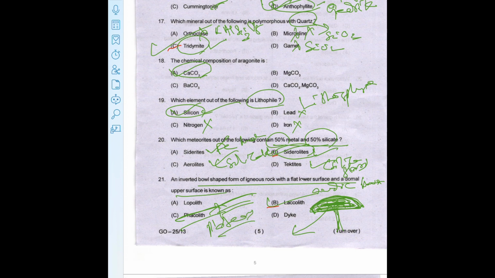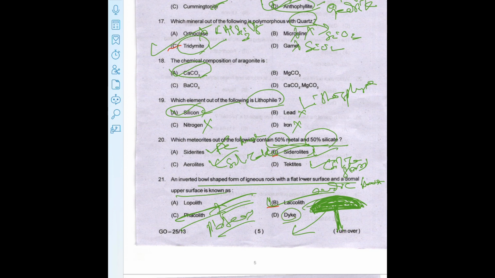But acidic lava cannot intrude, or it cannot flow. It will make room for itself by lifting the upper layer. So it accumulates with a flat base and convex top because it is viscous. That's why the correct answer will be laccolith.